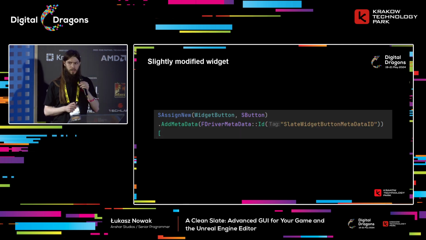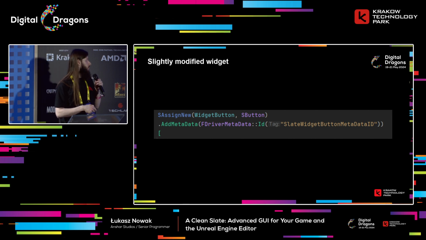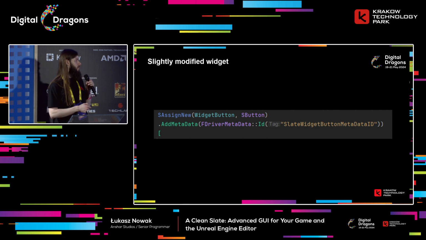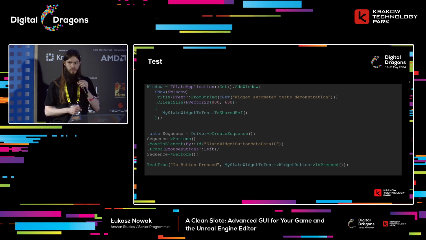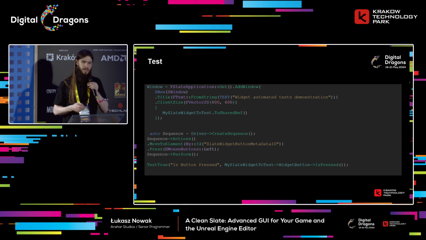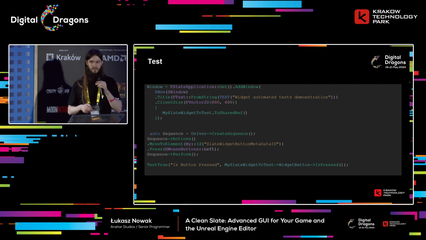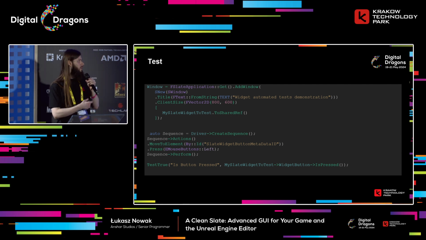If you were going to test something, I recommend you add an ID to your Slate object, whatever you want. In our example area, I just added metadata to my widget button, and then I created a test. It's not the entire test. I'm using Spec. Spec is a type of test. More about Spec will be in a bit.